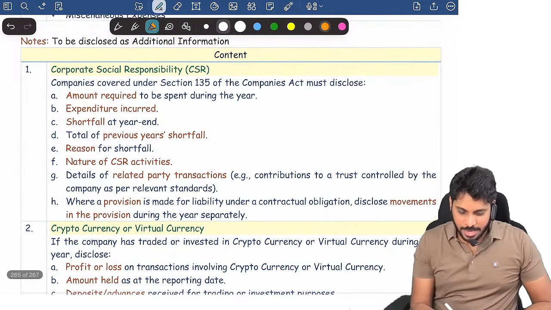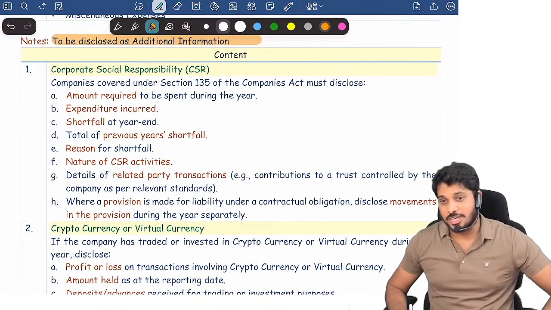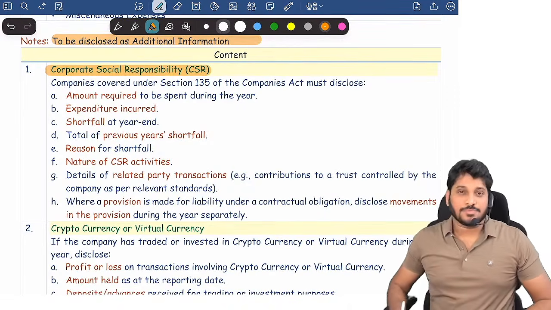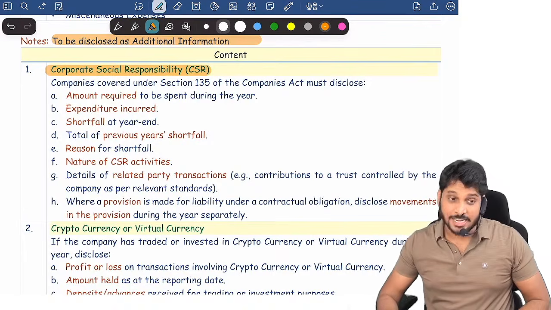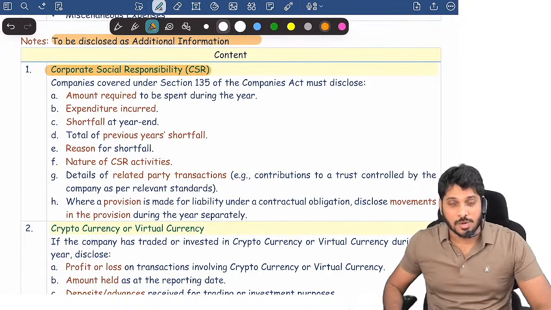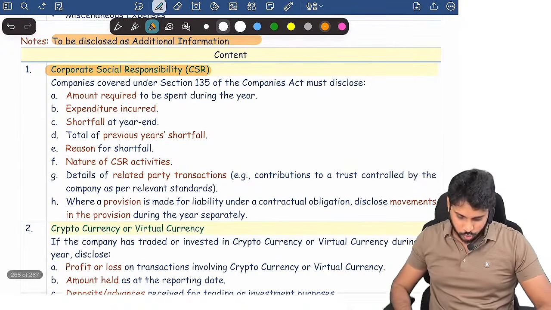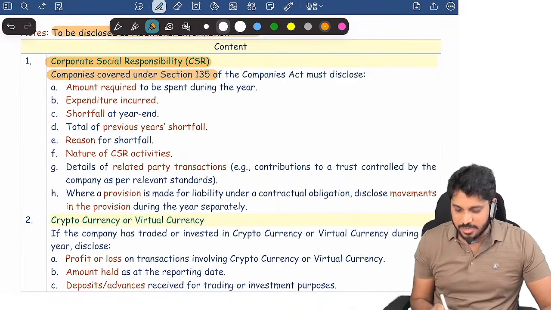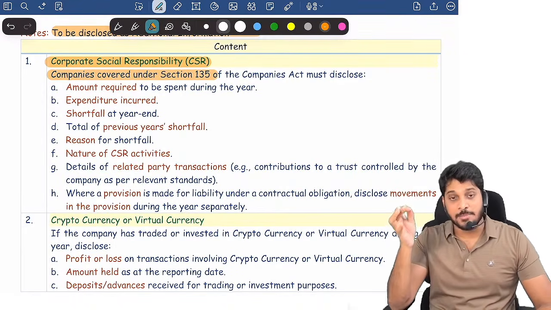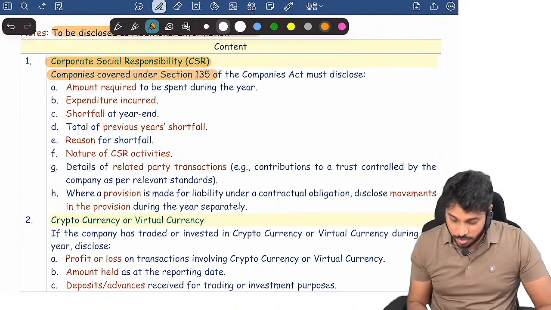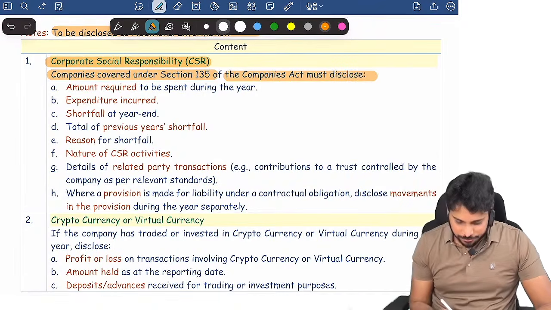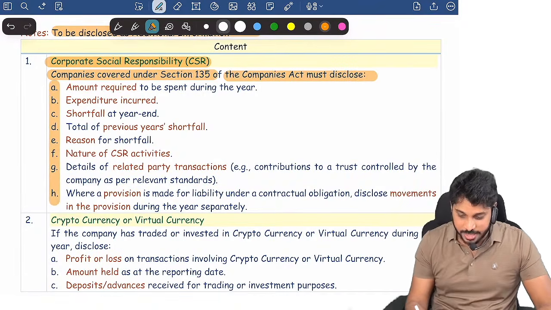Now, again, additional regulatory information: CSR. What we need to disclose relating to corporate social responsibility expenditure. Companies which are covered under section 135, nothing but those who are liable for establishing a CSR committee, must disclose the following points.